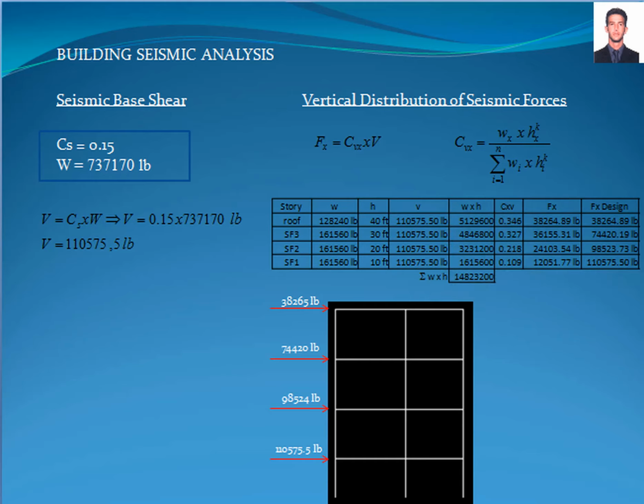The final distribution of the base shear to each story is, for the roof story, 38,265 pounds, structural floor level 3, 74,420 pounds, structural floor level 2, 98,524 pounds, and structural floor level 1, 110,575.5 pounds. Notice that the value of structural floor level 1 is the same as the base shear, which means the distribution was done right. With this, we conclude this tutorial.